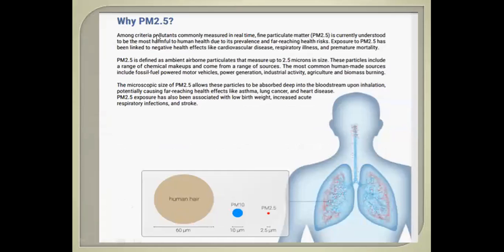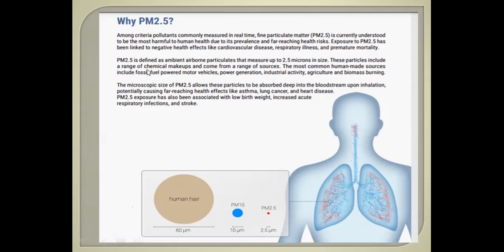Among criteria pollutants commonly used in real time, fine particulate matter 2.5 is currently understood to be the most harmful to human health due to its prevalence and far-reaching health effects. Exposure to PM 2.5 has been linked to negative health effects like serious disease, respiratory disease, and premature mortality. It is defined as an ambient airborne pollutant that measures up to 2.5 microns in size.